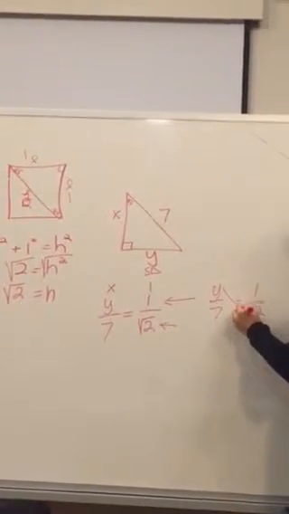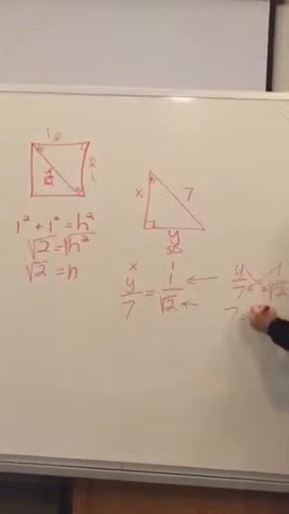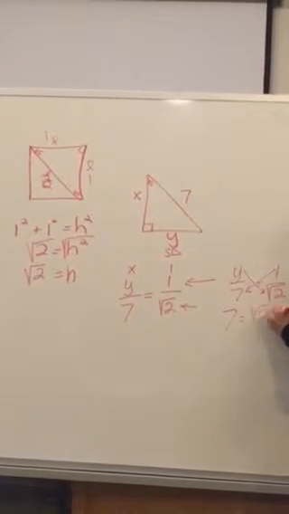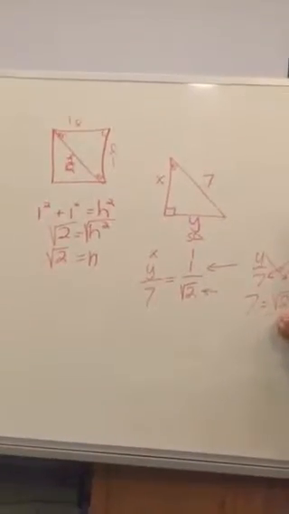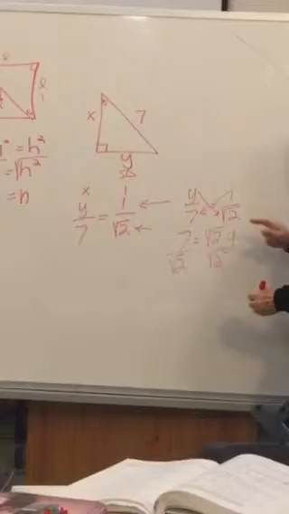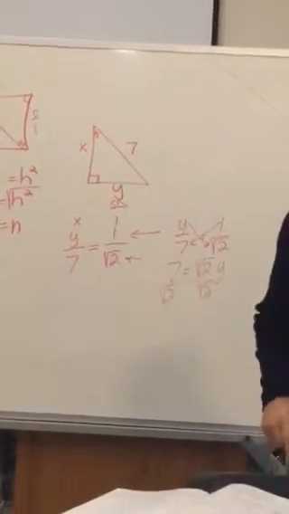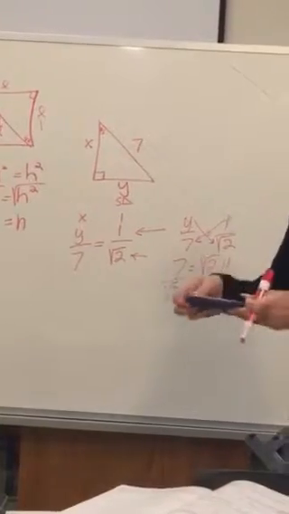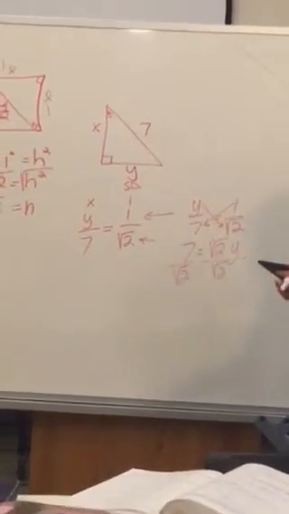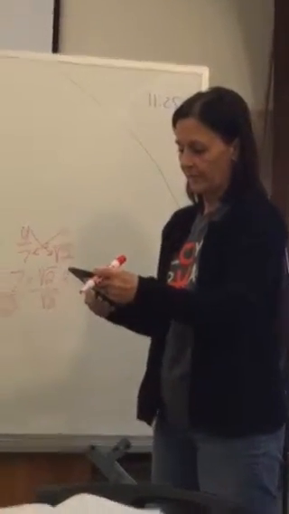I cross multiply. 1 times 7 is 7. Square root of 2 times y is the square root of 2 y. Divide by the square root of 2 on both sides. And y is 7 over the square root of 2. Now you can rationalize that. Put it in your calculator. 7 over the square root of 2. It's going to be 7/2 square root of 2. Probably.